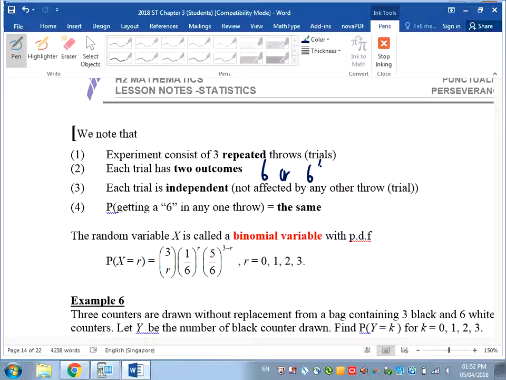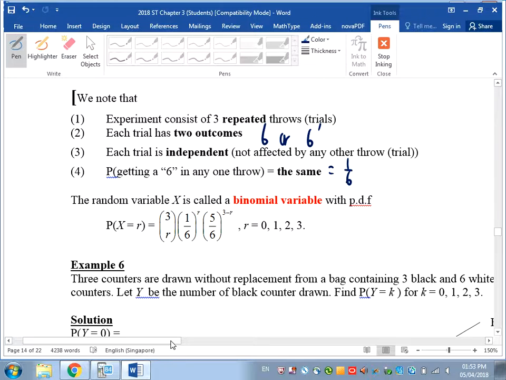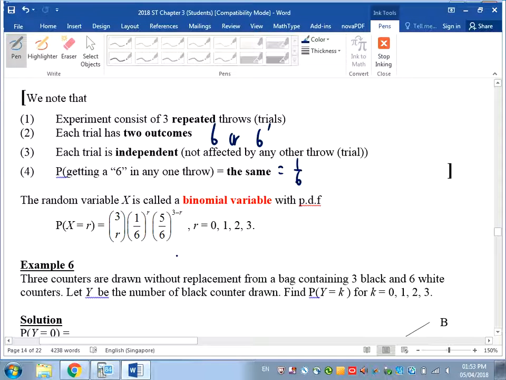It doesn't affect the outcome of the next throw. So this means that each trial, or in this case, each throw of the die, is actually independent, because it's not affected by other throws. And of course, we realize that the probability of getting a 6 in any one throw is actually the same. It is equal to 1 out of 6. So these are the 4 things that we should observe from the previous experiment. Now can you spend some time to read through example 6 first?